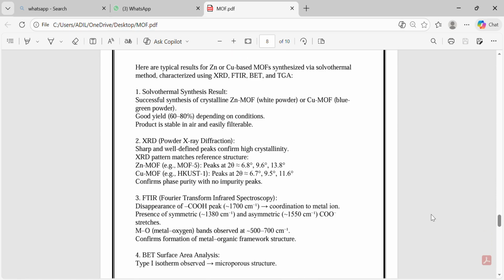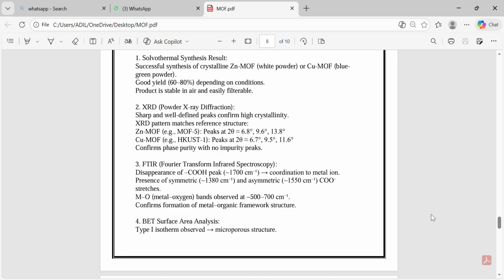The first one is the solvothermal synthesis result. The process makes a crystalline powder, white for zinc MOF or blue-green for copper MOF. The yield is 60 to 80%, and the product is stable in air and easy to filter. XRD shows sharp peaks, meaning that the material is highly crystalline and pure. Specific peak positions confirm it is the right zinc MOF or copper MOF.